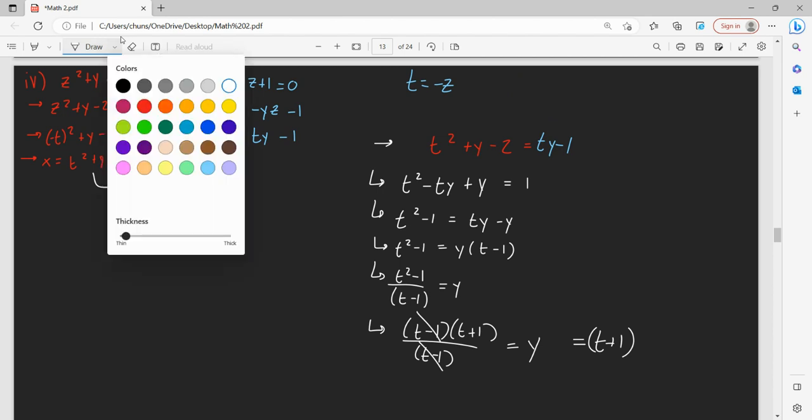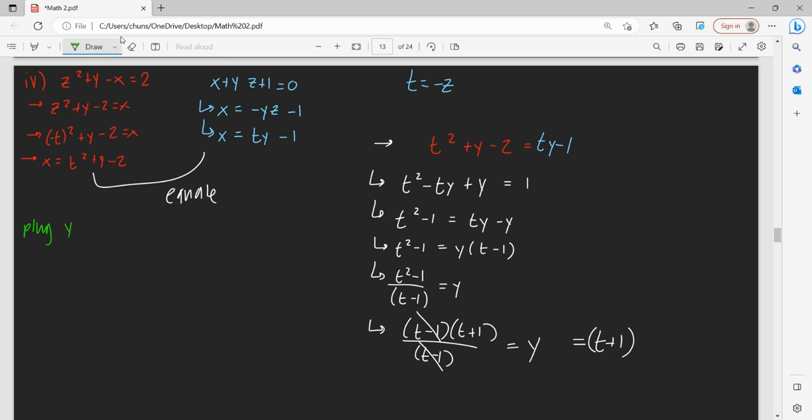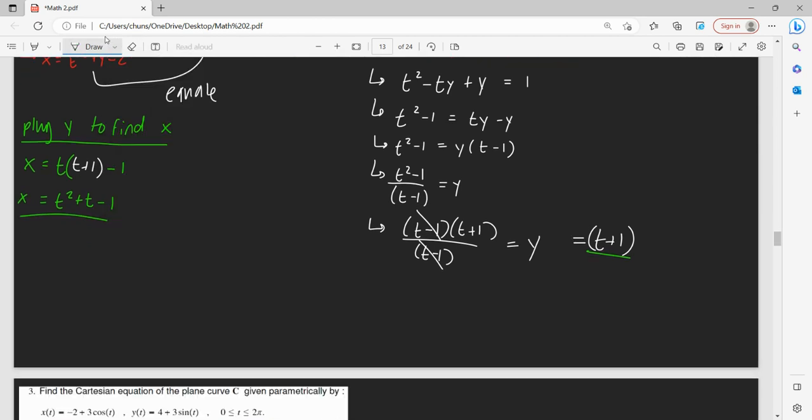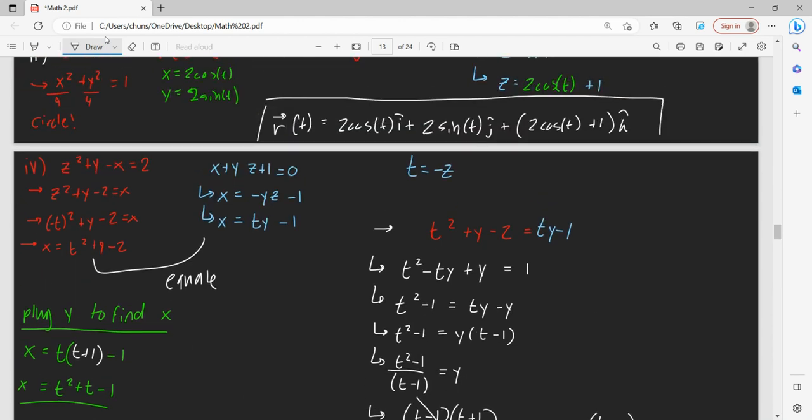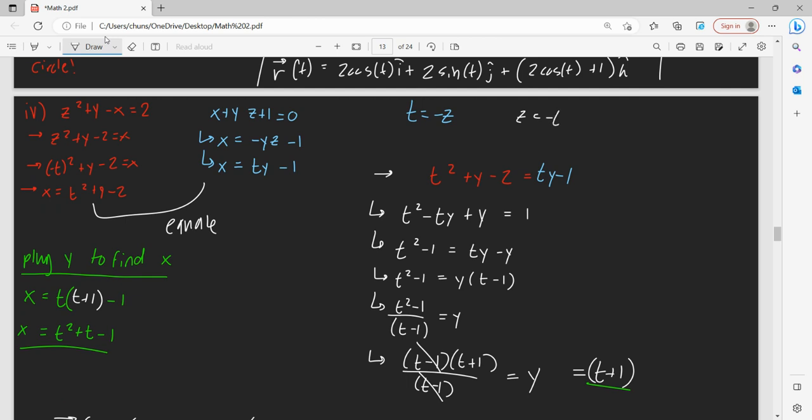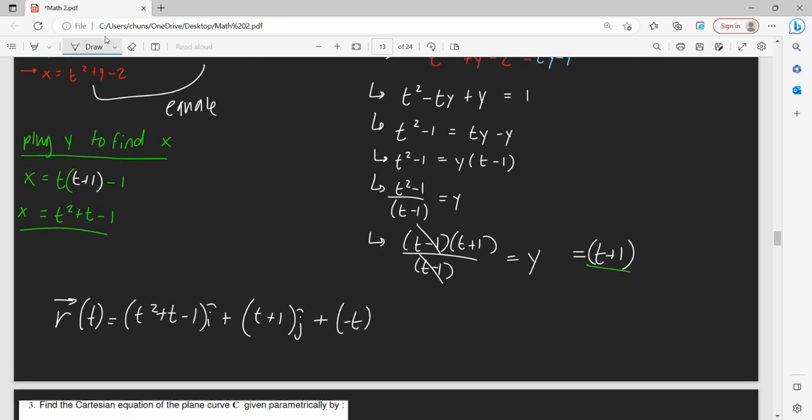Okay, so now that we've done that, let's plug y in to find x. We're going to take this value now and find x with it. Let's use our second equation because it looks easier than our y value, which is t plus 1 minus 1, equal to t squared plus t minus 1, and that is our x value. Okay, when we put it all together, this is looking better. So we have our x, which we just found, plus t minus 1 i, plus our y value, which is over here. And from the beginning, we said negative z is equal to t, so that means z is equal to negative t, so plus negative t k.